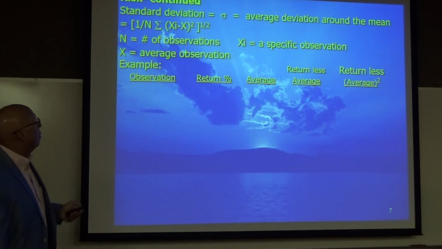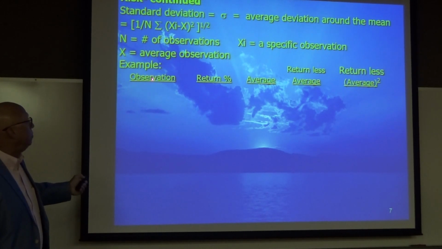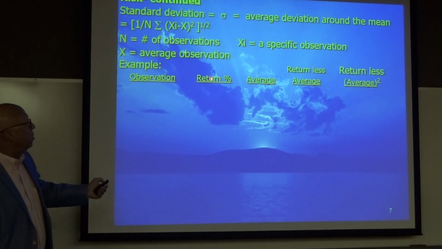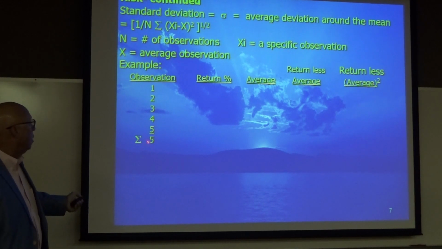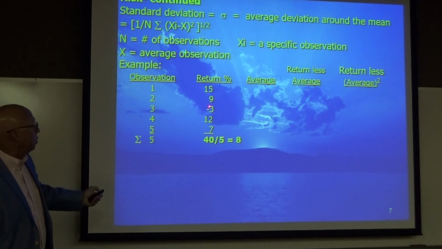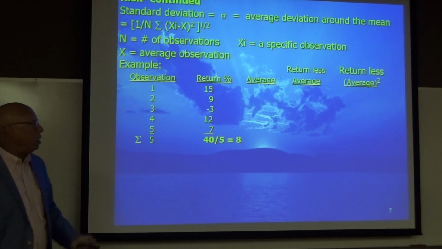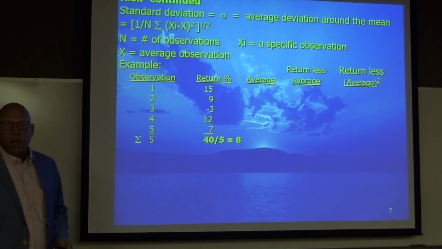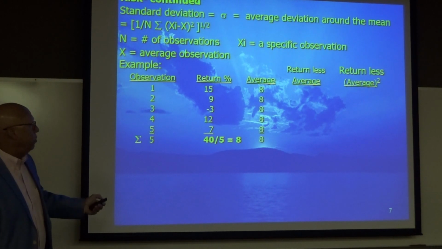So here's an example. All right. So here are the columns in our example. We have observation, the actual return percentage, the average of the returns, then the actual return minus the average, and then we're going to square the return minus the average. So let's look at the observations. So we have a total of 5 observations. These are the returns of each observation. 15%, 9%, minus 3%, 12%, 7%. What is the average return? 8%. Add these up, 40, divided by the number of observations, 5, and we get an average of 8%. Okay, so let's stick that in there.